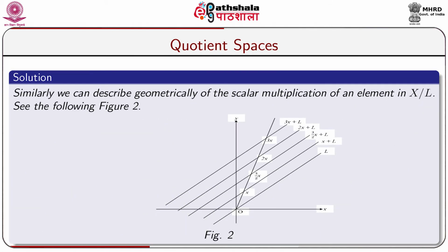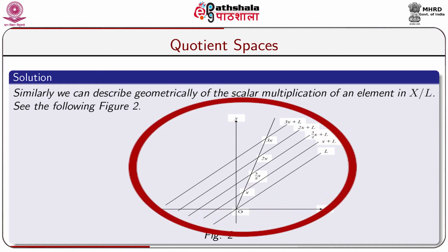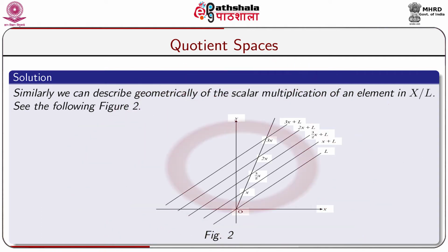Similarly, the product of any element x plus L by a scalar is represented geometrically by the following figure. In the Euclidean plane, we take an x axis and y axis, and L is a straight line passing through the origin O. Let us take a point x, and then x plus L is a straight line passing through x and parallel to L. Similarly, if we take a point 3/2 x, then 3/2 x plus L represents a straight line passing through 3/2 x and parallel to L.